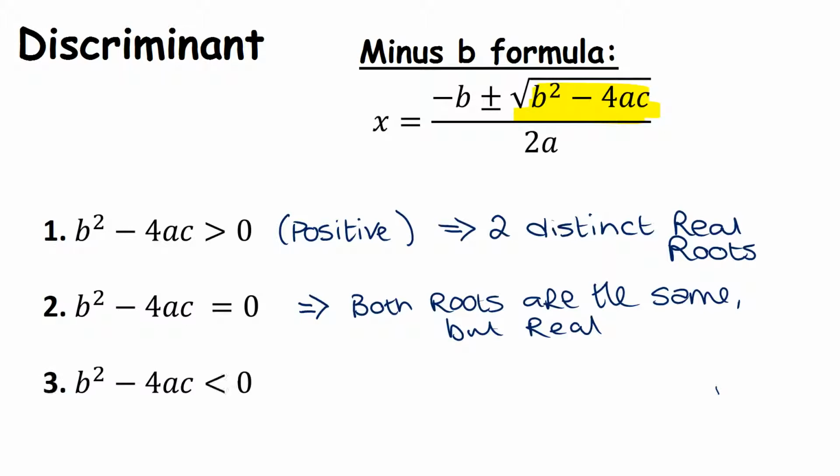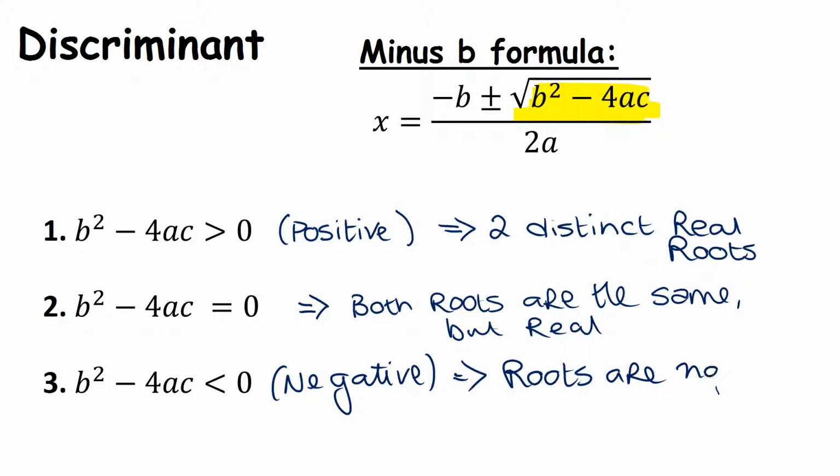So the third thing then is b squared minus 4ac is less than 0, and by less than 0 we mean negative. So if it is negative then basically the roots are not real. And what you'll find is you'll get an error on your calculator if you try to do the square root of a minus number. So we're going to use this now for the next question.